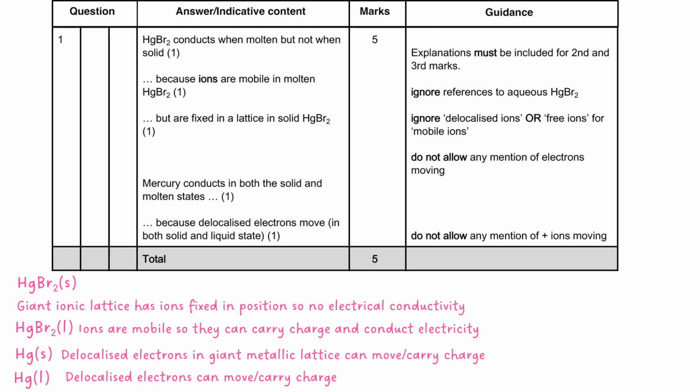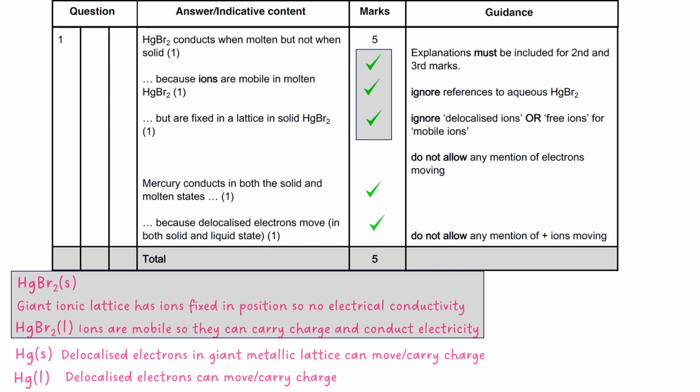So let's check all this against the mark scheme. Taking our answer from the previous slide, looking at the marking points, we've got the first three and we've got marks 4 and 5. Let's have a look at where in our answer we scored each mark. In the first two sentences, we managed to get the first three marks because we've said it conducts when molten, but not when solid, because we've linked conducting electricity to liquid HgBr2 and not conducting electricity to solid HgBr2.